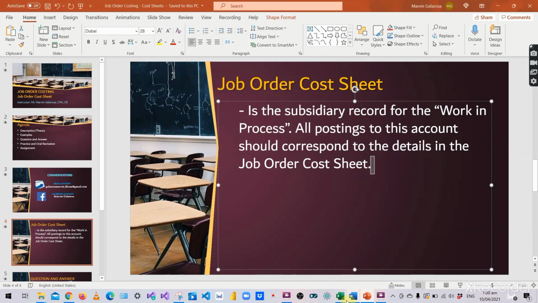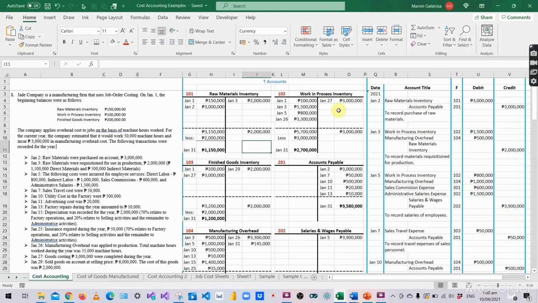Remember na every time na meron tayong materials na charge in production as well as direct labor and factory overhead, nire-record natin siya as debits under work in process. And then afterward, kapag na-complete na yung products, magkakaroon naman tayo ng credit sa work in process. So yung mga details nito, debits and credits sa work in process, ito yung sinasabi natin na dapat magre-reflect din sa job order cost sheets.